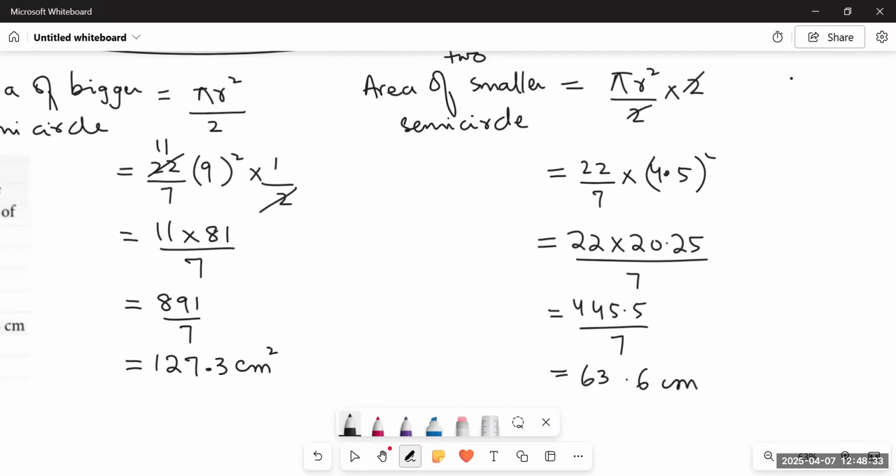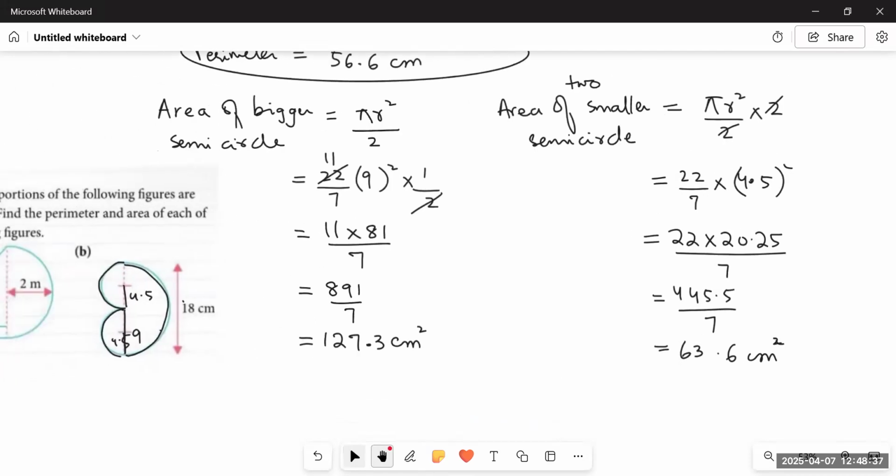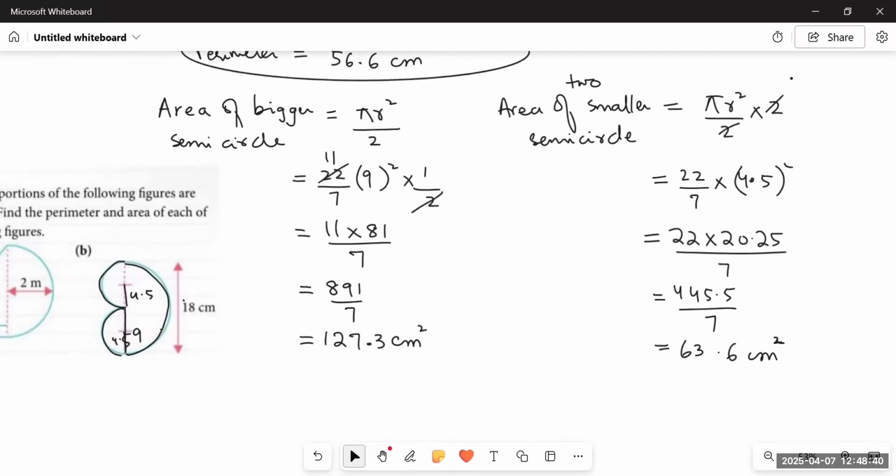And students, if you find it difficult, you can find the areas of the two smaller semicircles separately. Okay. So you can do it as 22 upon 7 multiplied by 4.5 square divided by 2. Right? And after you do it, you will find the area of each of the semicircles as 31.8 something. And then you'll just have to multiply it with 2 because the two smaller semicircles are exactly the same. So ultimately, you are going to get 63.6 centimeters squared for the two smaller semicircles.